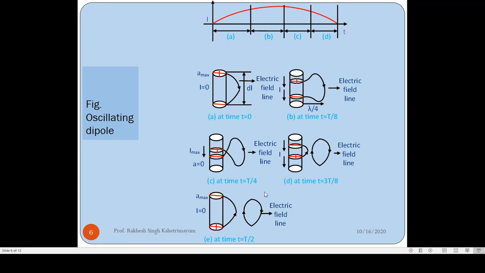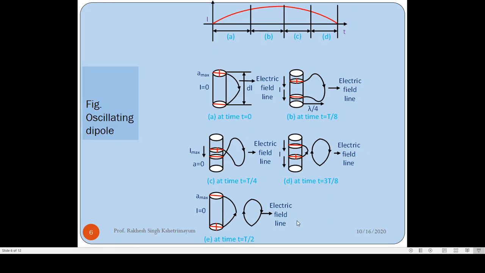At time t equal to T by 2, at this location, this charge will keep moving towards the end and this charge will keep moving towards the end. We have this field line here. This is the plus charge at the bottom and minus charge at the top. So field lines will start from the positive charge and end at the negative charge. Then the field lines which were cut out at time t equal to T by 4 will keep on propagating in this direction.